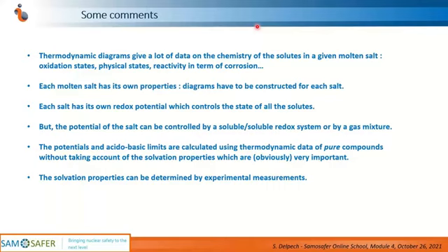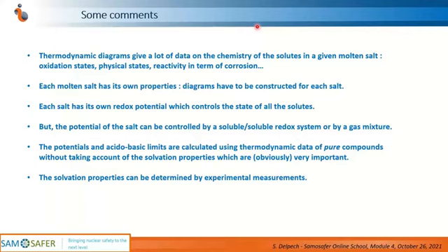So some comments about what I presented before. These thermodynamic diagrams give a lot of data on the chemistry of the solute for a given molten salt. So we have a very good idea of the oxidation states which are possible, and then the physical states of the elements, their reactivity in terms of corrosion. Each molten salt has its own properties, so the diagrams have to be constructed for each salt. Each salt has its own redox potential, which controls the state of all the solutes in the salt.